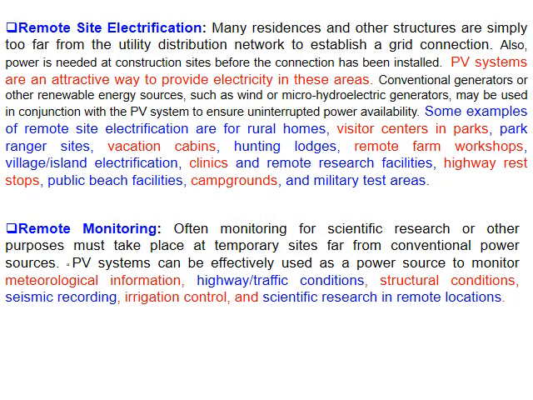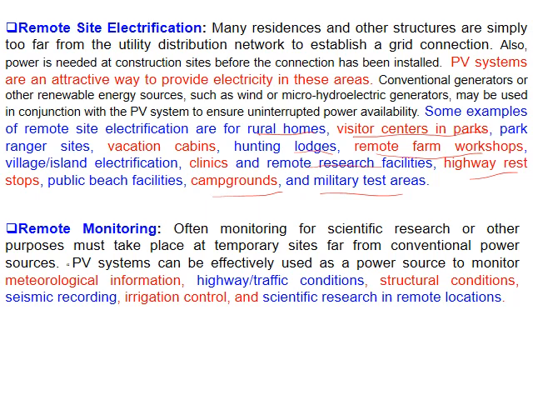Remote site electrification. There are many applications in remote sites far away from civilization. Examples are rural homes, visitor centers and park ranger sites, vacation cabins, hunting lodges, remote farms, workshops, villages and isolated electrification, clinics and remote research facilities, highway rest stops, public benches, campgrounds, military. So there are many applications in remote areas that need electricity, and the electricity they need is not that much, so solar cells are the best to provide it.